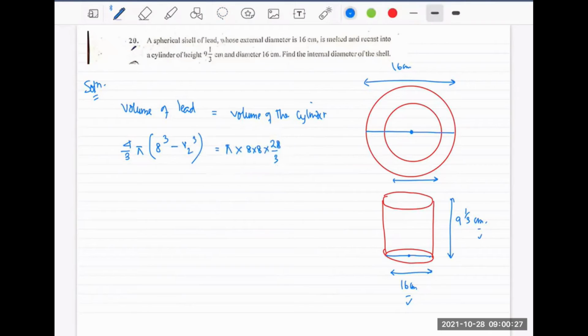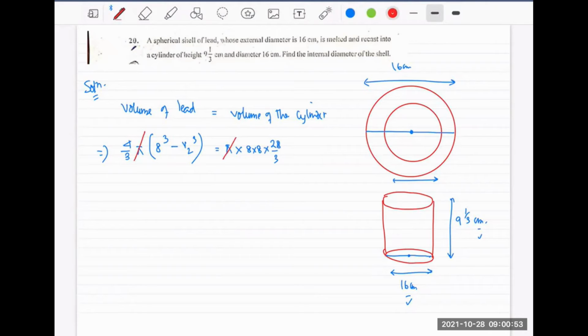Okay, so in the next step, what we have is the volume of the lid is equal to volume of the cylinder. Now, what do we want to find out? We want to find out the internal diameter of the cell. Internal diameter, we denoted it by R2, right? The external, we denoted it by R1. So we can cancel out pi and pi.